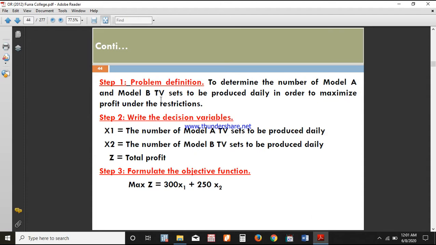To describe the model, the first step is problem definition, that is, to determine the number of model A and B TV sets to be produced daily in order to maximize profit. Step 2 is writing the decision variables: let x1 be the number of model A TV sets to be produced and x2 the number of model B TV sets to be produced daily, and z the total profit. Step 3 formulates the objective function, which is maximize z = 300x1 + 250x2.